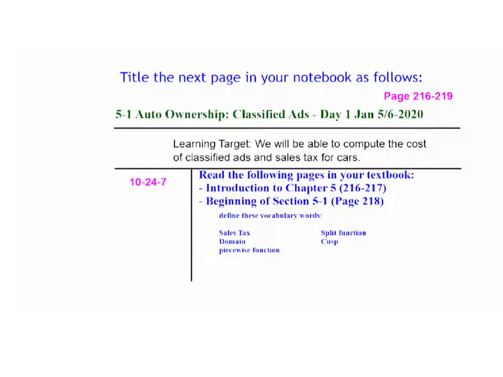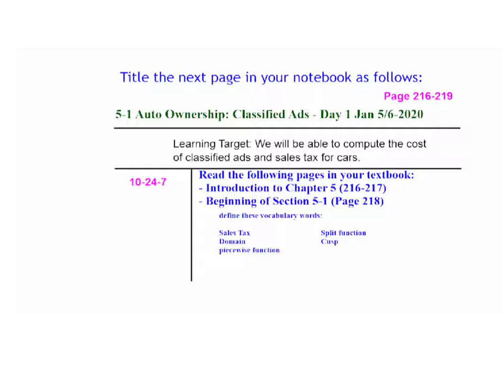This has all the same information, but it has the reading that we're doing for this unit, 5-1. We want to read the introduction of Chapter 5 and then the beginning of Section 5.1. This is pages 216 to 218. And we want to define these vocabulary words: sales tax, domain, split function, piecewise function, and cusp. As far as domain, split function, and cusp, we're going to talk more about that in Lesson 2, so you don't even need to worry about that today.